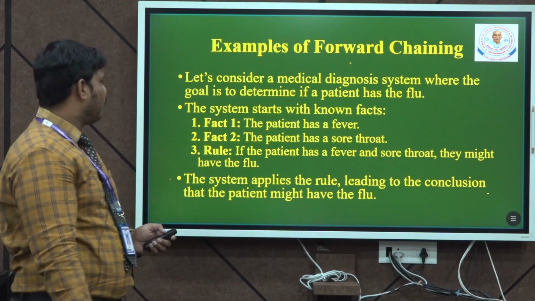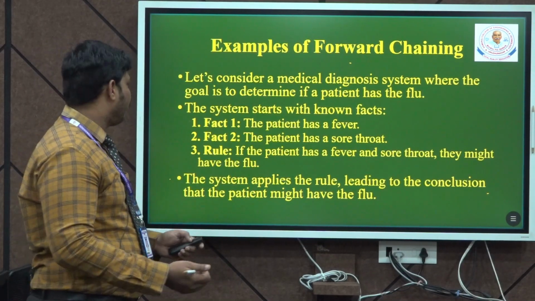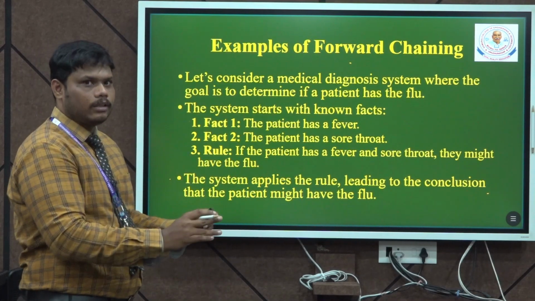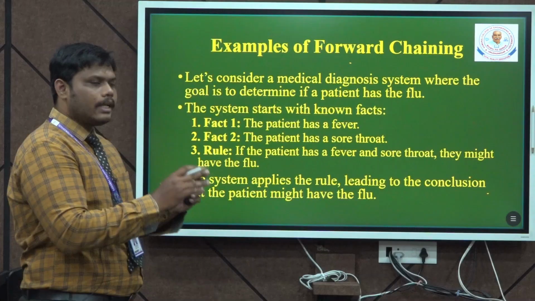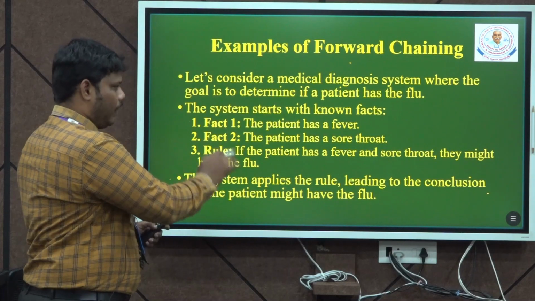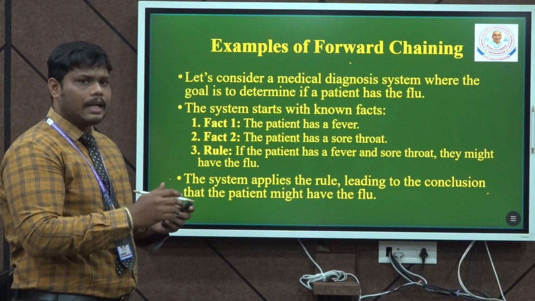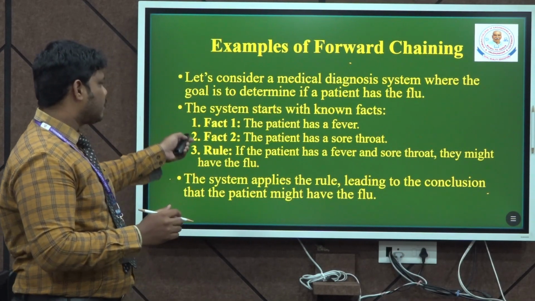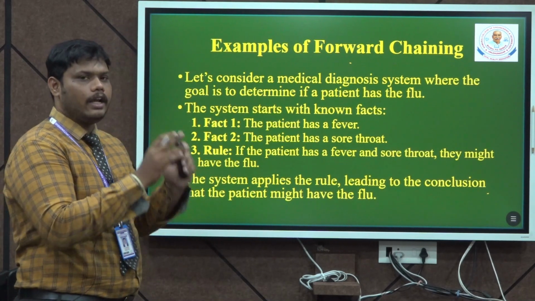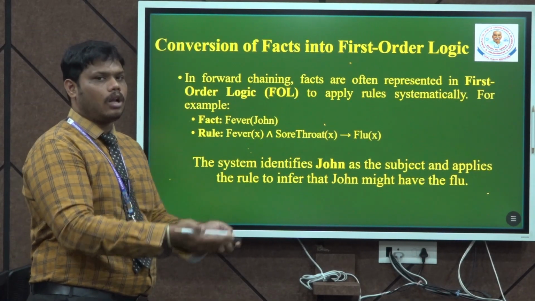Some examples of forward chaining. Let us consider a medical diagnosis system. The system starts with a known fact. For example, fact 1: the patient has a fever. Second fact: the patient has a sore throat. The rule is, if the patient has a fever and a sore throat, they might have the flu. So the system applies the rules using facts 1 and 2, and the system concludes that the patient has the flu. Next, the conversion of these facts into first order logic, FOL.